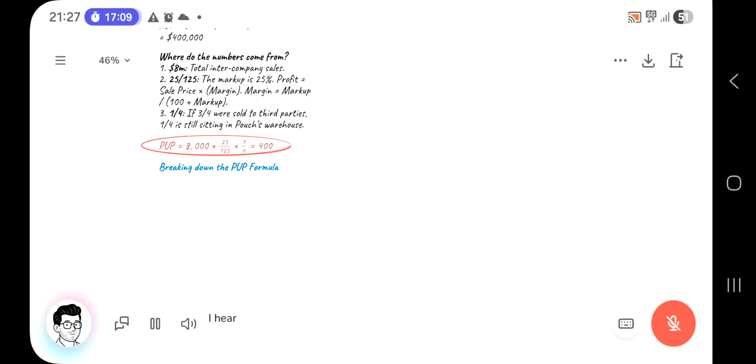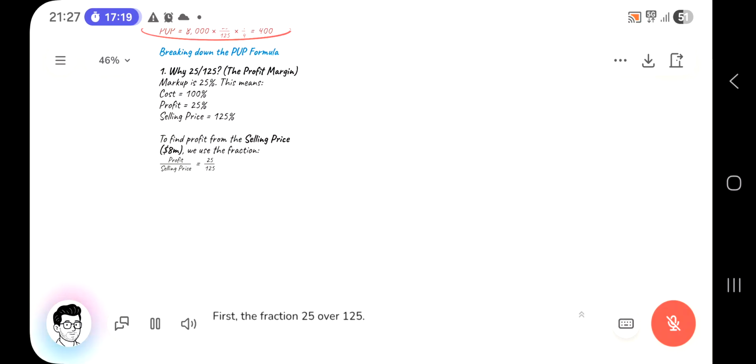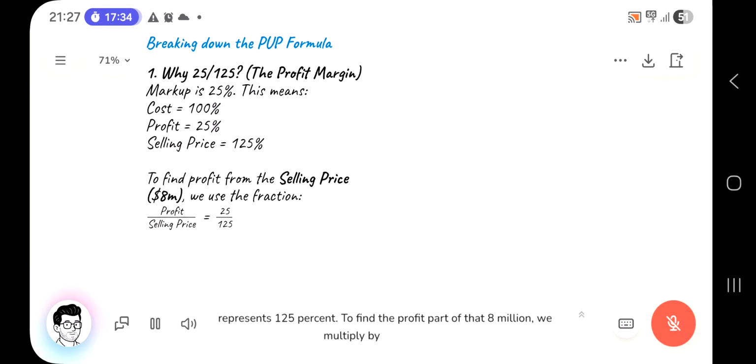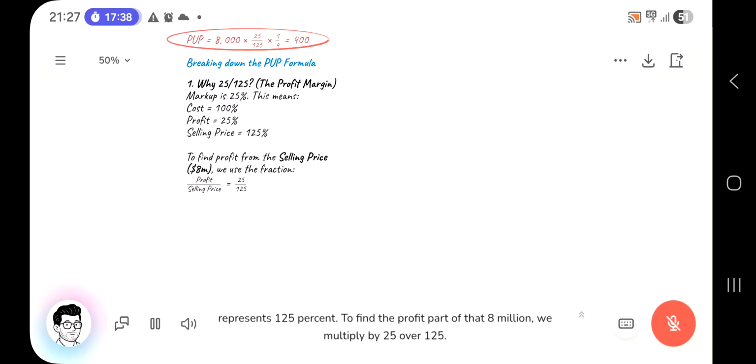I hear you. Let's pull those numbers apart so you see exactly how they were built. First, the fraction 25 over 125. Since the 8 million is the selling price and the profit was a 25% markup on cost, the selling price represents 125%. To find the profit part of that 8 million, we multiply by 25 over 125.